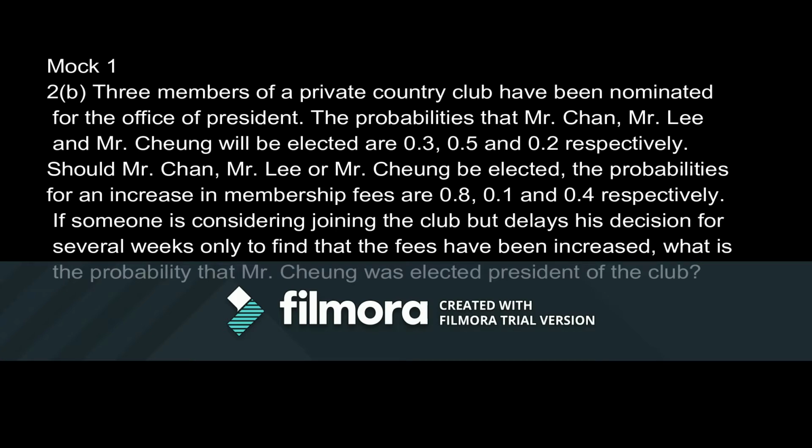For question 2b, it is given that the probabilities of Mr. Chen, Mr. Lee, and Mr. Zheng will be elected are 0.3, 0.5, and 0.2 respectively, and the probabilities for an increase in membership fees given that Mr. Chen, Mr. Lee, and Mr. Zheng was elected are 0.8, 0.1, and 0.4 respectively. In this question, we are required to find the probability of Mr. Zheng was elected given that the fee is increased.